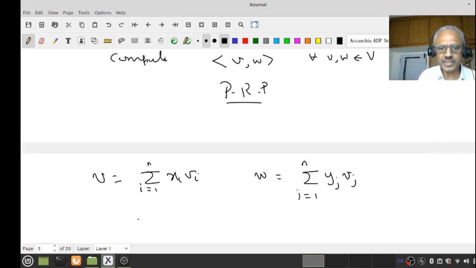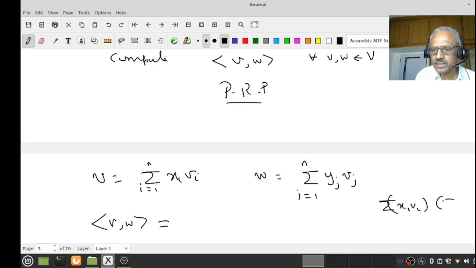Therefore, what should be vw? How do I compute it? This is what I find many students have a problem with. But if you have gone through the first two lectures, I told you the secret. How will I do it? I will think of this as summation xi vi and summation yj vj, right? Then think of it as an ordinary multiplication.